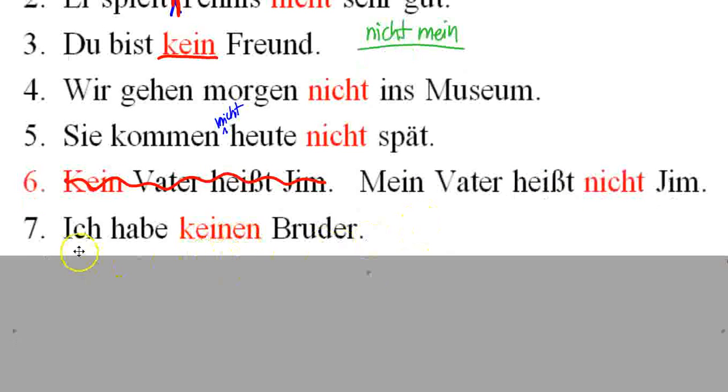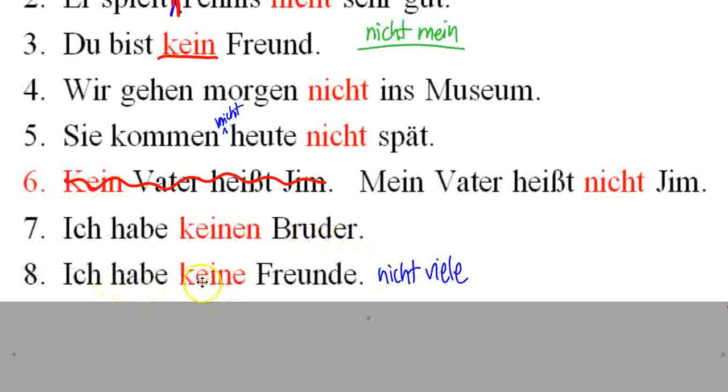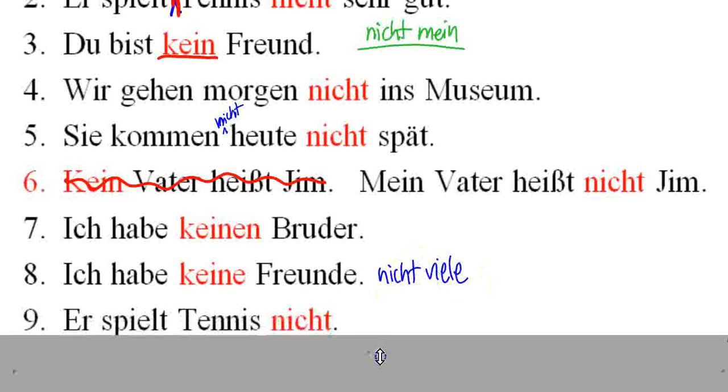The best way to negate this, ich habe keinen Bruder, I have no brother. Ich habe keine Freunde, I have no friends. If that seems a little too harsh, you could say ich habe nicht viele, I don't have many friends. So you do have some, just not none.